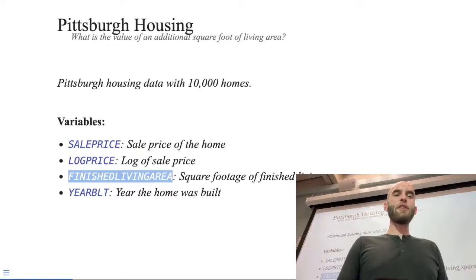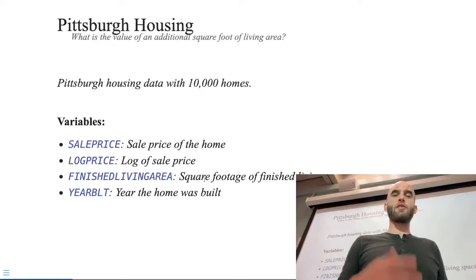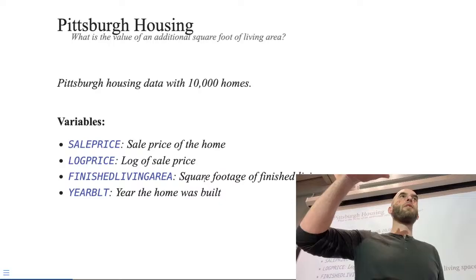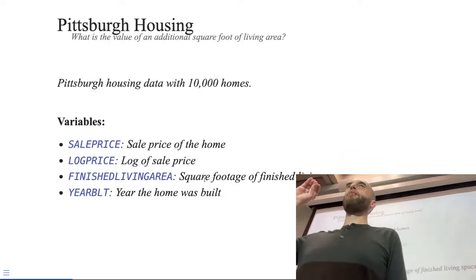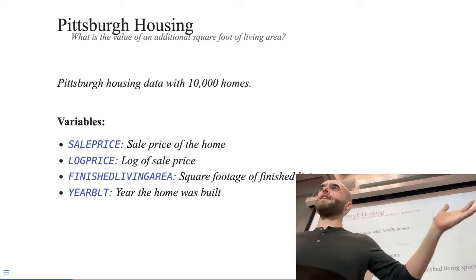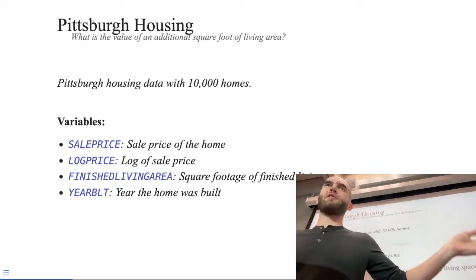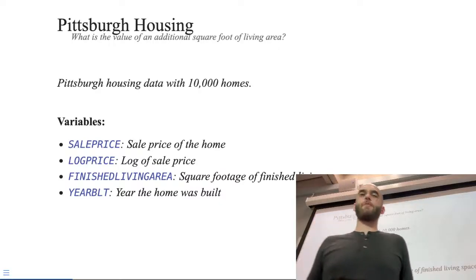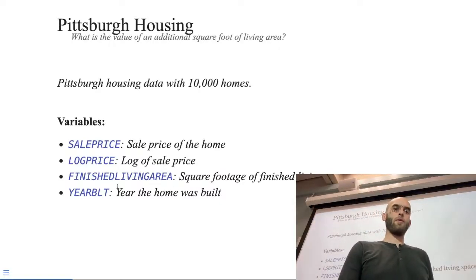And then we have finished living area. This is the square footage that's finished. If you don't know this term, finished just means that it's nice. It's not your basement where the floor is dirt. The walls are nice, and there are normal house things in it. And then we have the year that it was built. So this will tell us how old the house is.